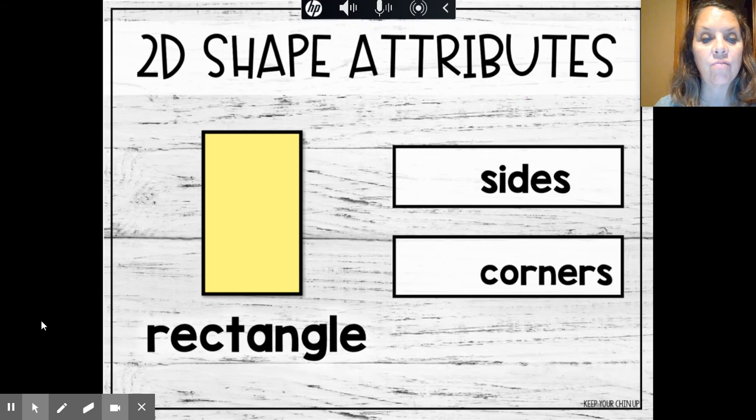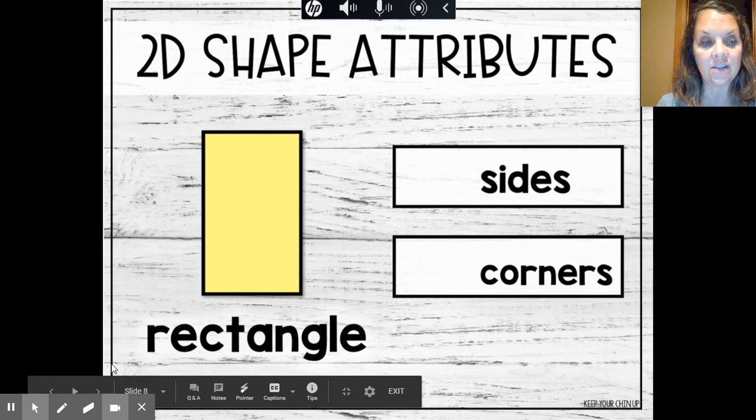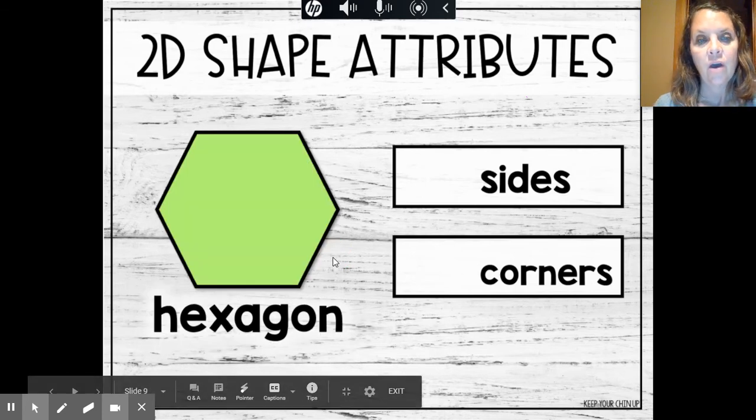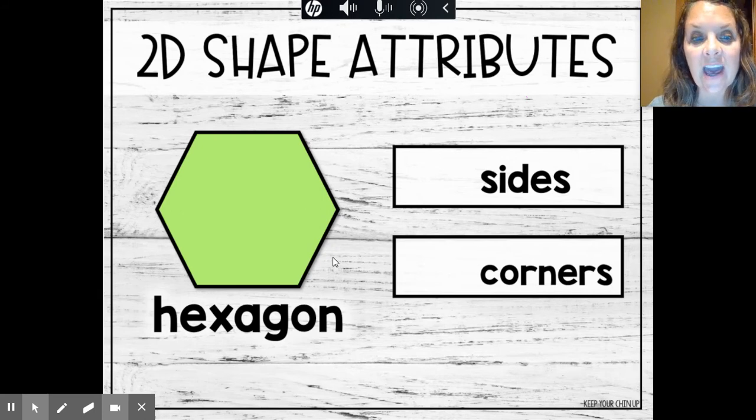Okay, now we have a rectangle. Let's pause and see how many sides and corners you think they have. You are correct. That answer is 4. And I'm not going to write it this time. Okay, the hexagon. That X is a clue. How many sides does it have in corners? Let me pause. You are right. The answer is 6.